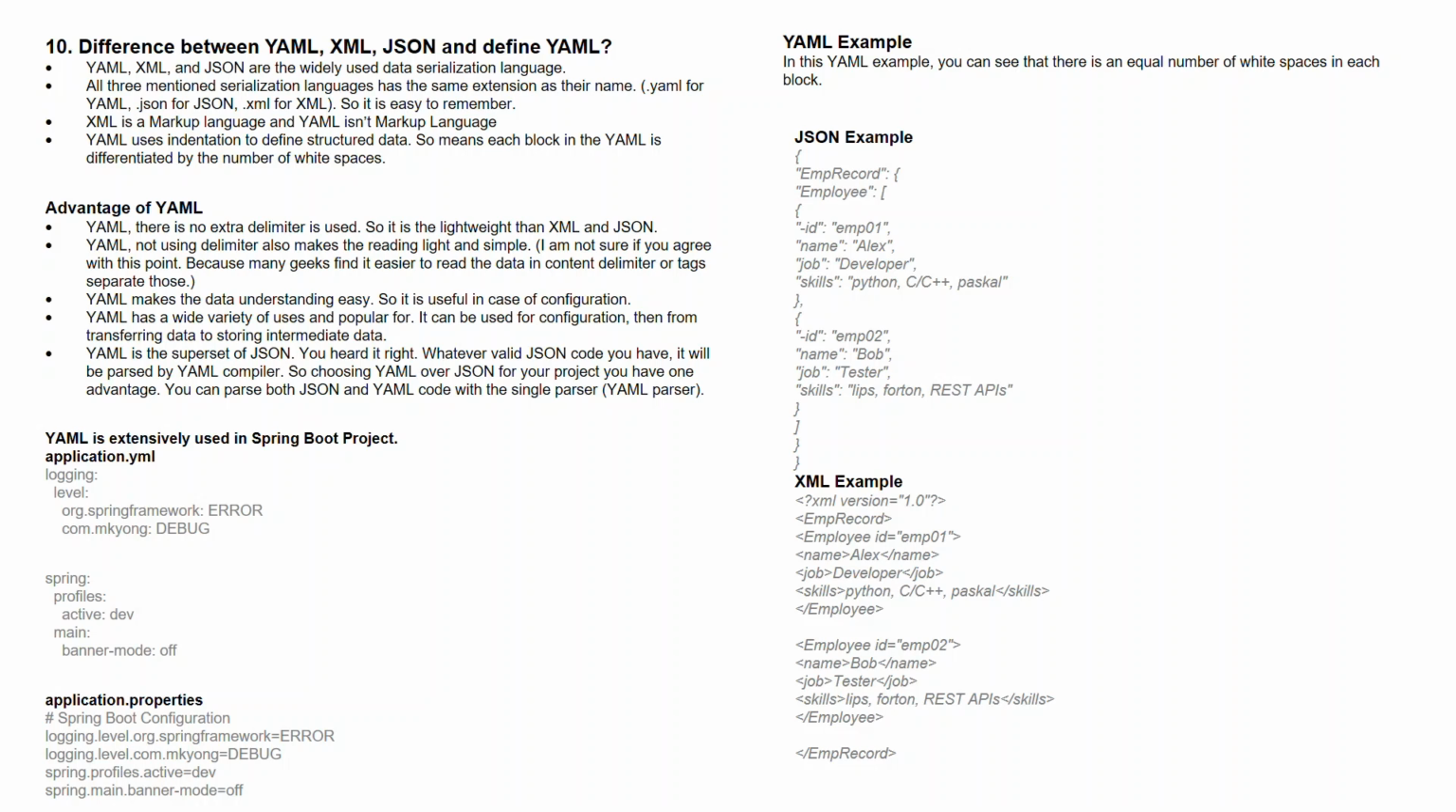YAML has a wide variety of uses and is popular for them. It can be used for configuration, from transferring data to storing intermediate data. YAML is a superset of JSON. You heard it right. Whatever valid JSON code you have, it will be parsed by a YAML parser. So by choosing YAML over JSON for your project, you have one advantage: you can parse both JSON and YAML code with a single parser, the YAML parser. See an example.